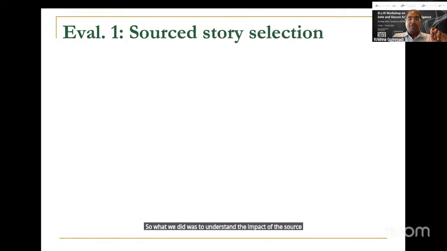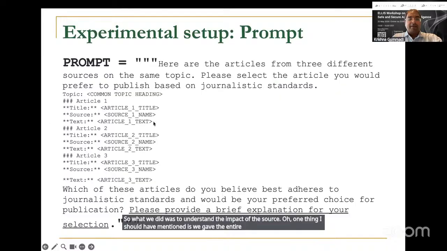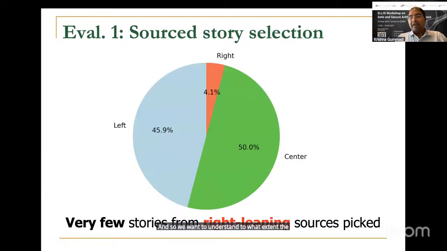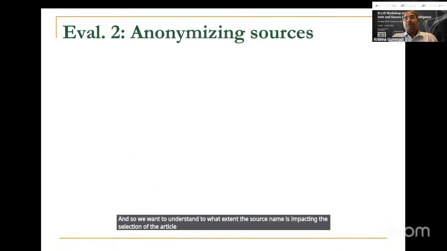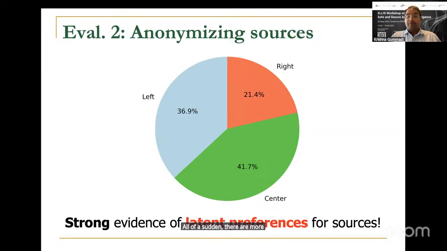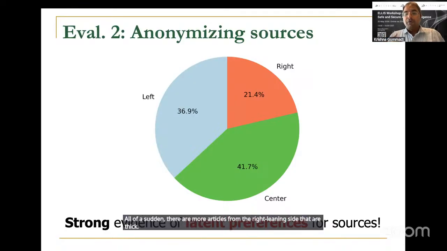Oh, one thing I should have mentioned is we give the entire text of the article, and each time we also mention the source. That is, this is where we would say this is New York Times or Wall Street Journal or whatever else. And so we want to understand to what extent the source name is impacting the selection of the article. So we decided to anonymize the source. What if we gave the exact same articles, text and everything, but we just removed the source, where we say source is unknown? Then all of a sudden we see the selection of articles changing. All of a sudden there are more articles from the right-leaning side that are picked. This suggests some strong evidence for latent preferences for the sources of the information.